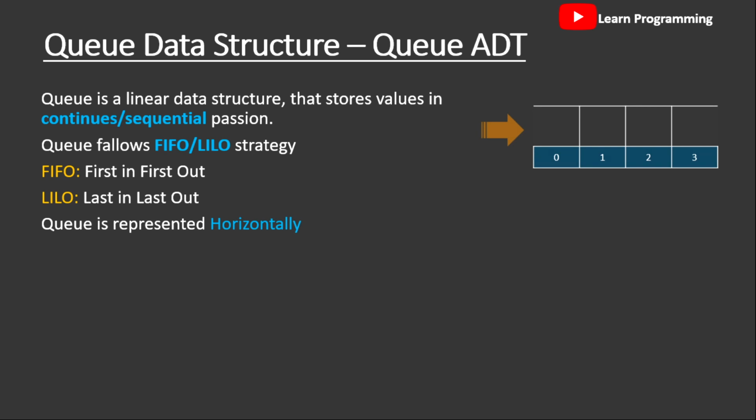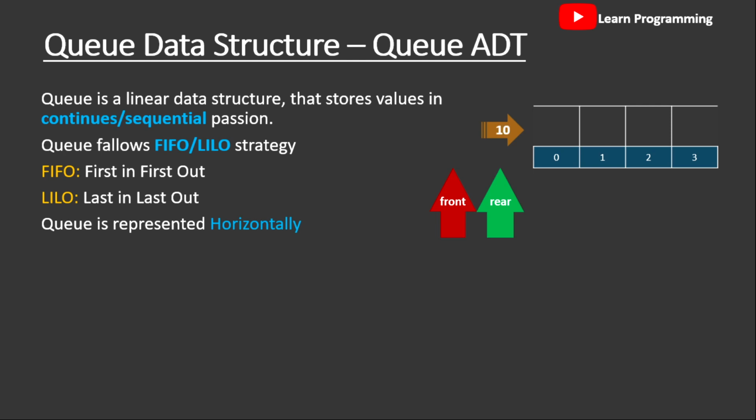To insert or delete any values in a queue, we use pointers called front and rear. First in first out, or last in last out, means the first inserted element will be the first deleted value from the queue, and the last inserted element will be the last deleted element. What I mean by that is, let us look into this picture and understand from it.